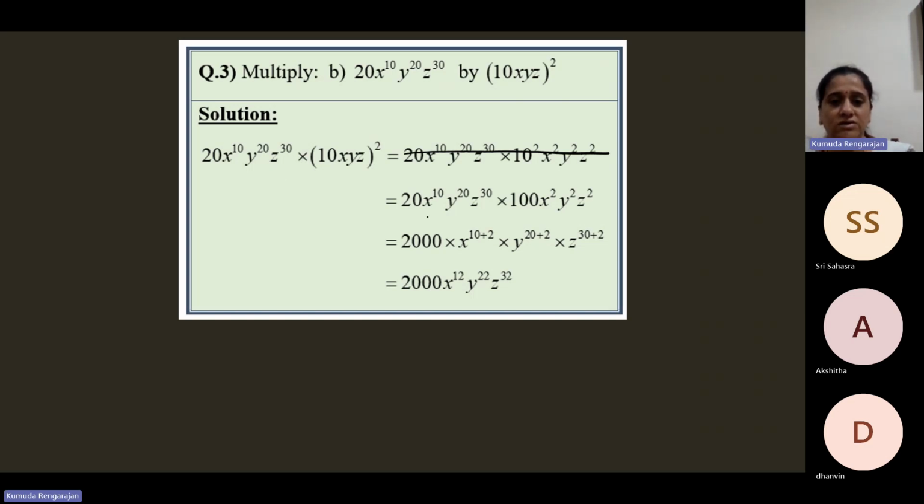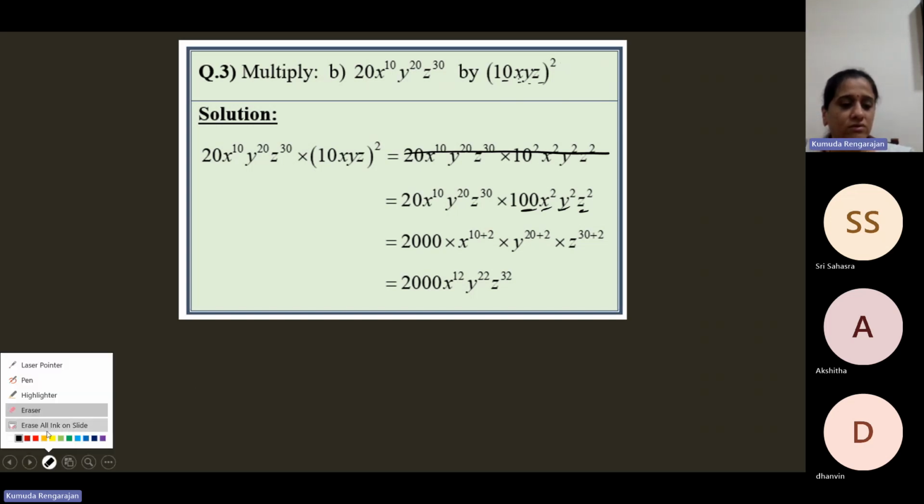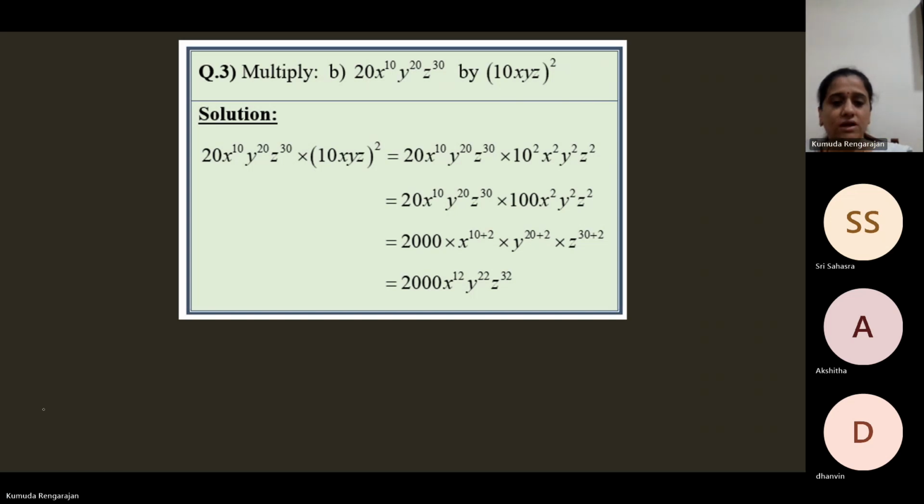This is the question. Is equal to, write this as it is. Now 10 squared is 100. And then this power 2 should be applied for 10, x, y, and z, right? So 10 squared, 100. Then x square, y square, and z square. Correct? Now, what have I written here in the first step? If you want, you can write down this also. The power 2 I've taken for every term inside the bracket: 10 squared, x squared, y squared, and z squared. Then 10 squared is 100. You understand that?